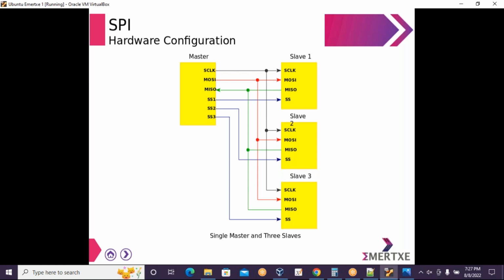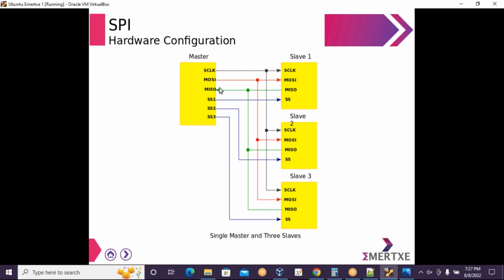Master is going to generate the clock line. Hence, you can notice there is only one clock line which has been commonly shared by all the slaves: slave 1, slave 2 and slave 3. And then the MOSI, master out slave in, is going to communicate with multiple slaves. So the common connection of MOSI of master is going to MOSI of slave 1, also to slave 2, also to slave 3. And similarly the MISO.